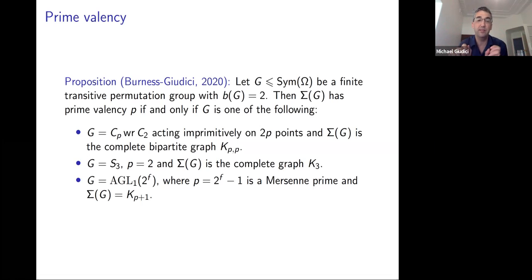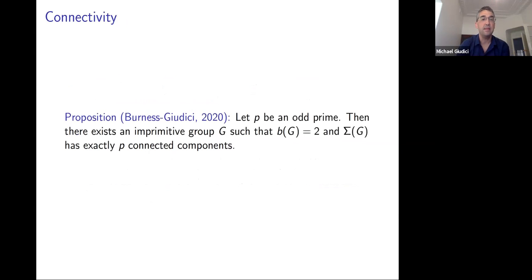So the number of fixed points must divide the size of the set you're acting on, which tells you you've either got p plus 1 points, which means an orbit of size p and 1 fixed point, or you must have 2p points. So you've got an orbit of size p and p fixed points. That's what happens in this case, and here is where you have an orbit of size p and 1 fixed point. That's how these ones appear. So that's what happens with the prime valency.